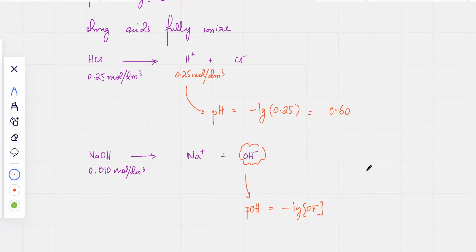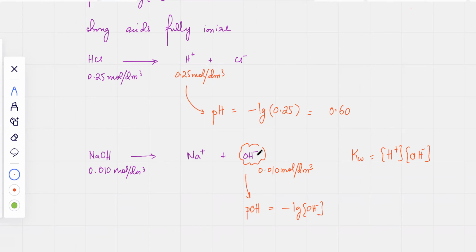Because of the KW expression, you can do that, but that's going to be slightly time consuming. You know that KW is the H+1 concentration times the OH concentration. What you could do is, you already have the OH concentration. This is 0.10 mole per dm cube. So OH ions would be exactly the same. Sir, you subtract it from 14, right? That's what we're going to do.